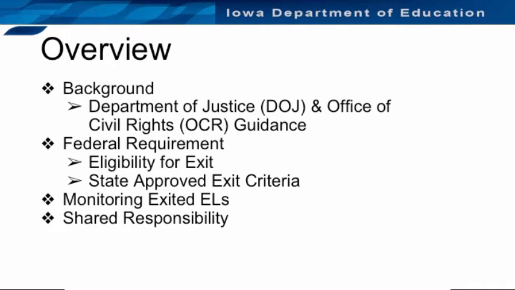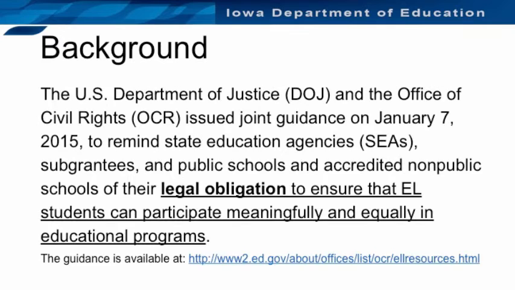To overview, this webinar will focus on the background related to the Department of Justice and Office of Civil Rights guidance related to the exiting and monitoring of English language learners. It will outline the federal requirement for the eligibility of exiting students and the state-approved exit criteria. It will also share information regarding the monitoring of exited English language learners and highlight the shared responsibility between SEA, LEA, and AEAs.